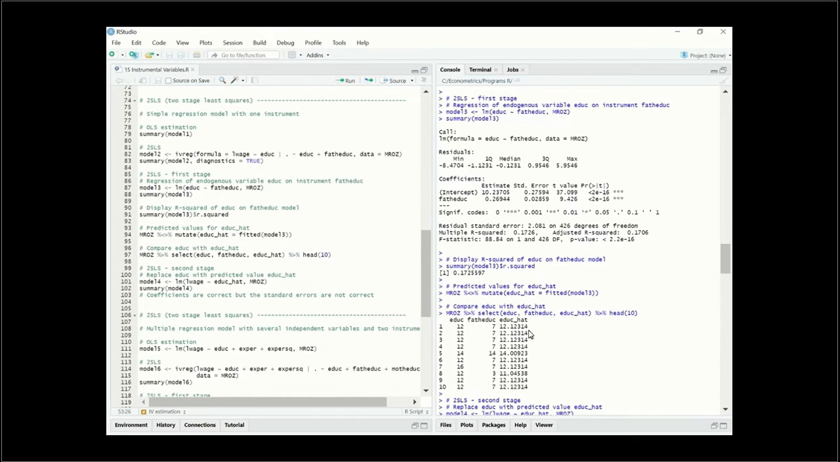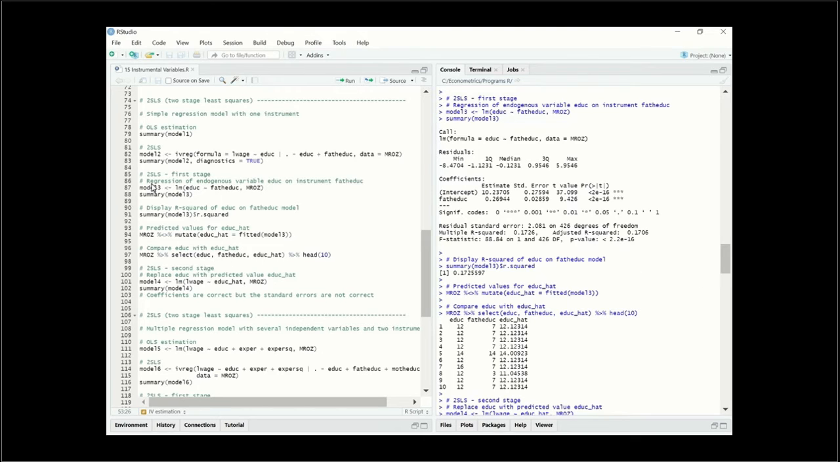So we can also say that this education hat contains only exogenous information from father's education, because father's education is not correlated with the error term. So if there's any endogeneity, we now left it in the error term, and it's not here. So any endogeneity is in the error term or in the residual. But this predicted value contains only exogenous information, and this is why we can use it later on.